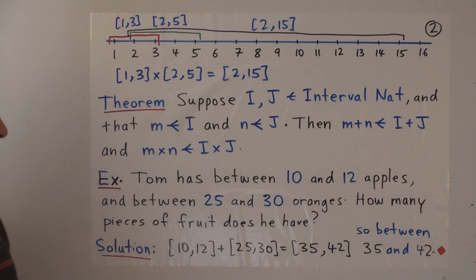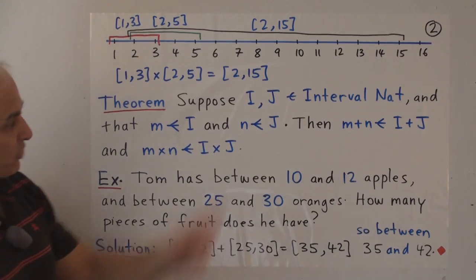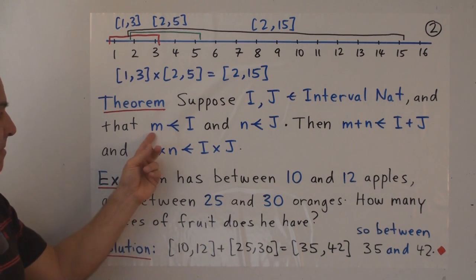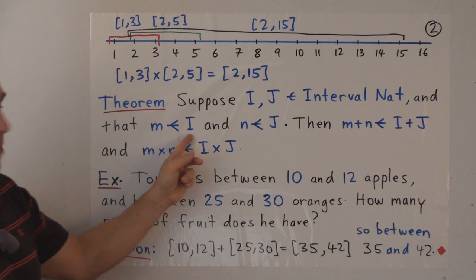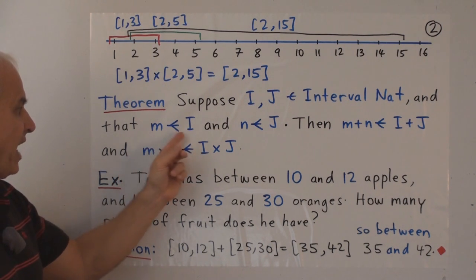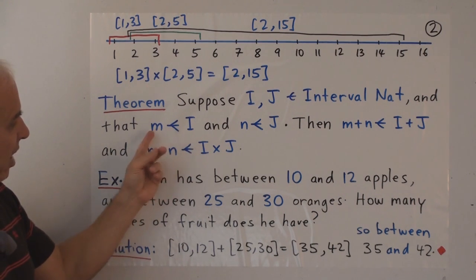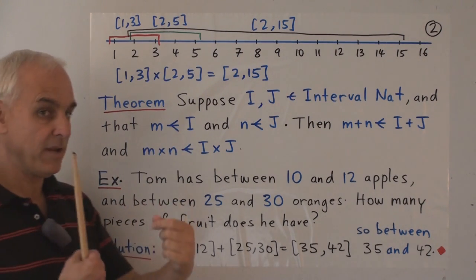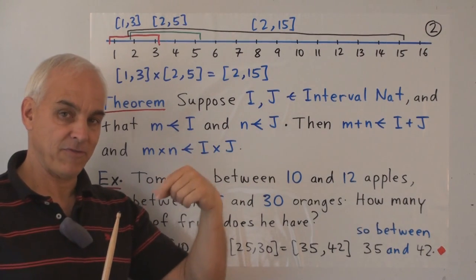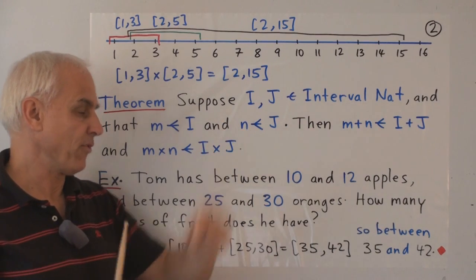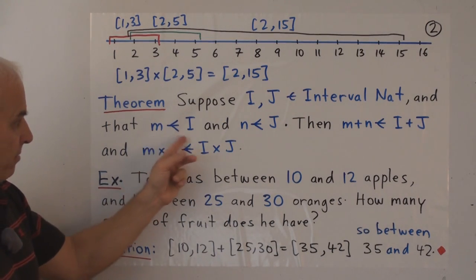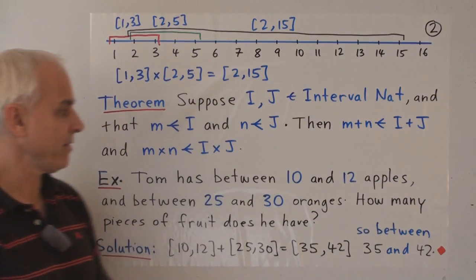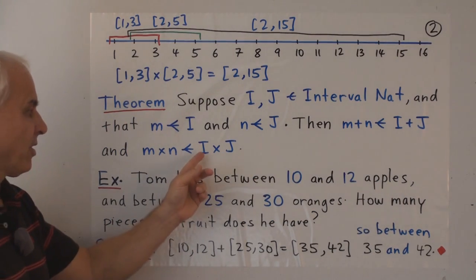Okay, so here's a generalization of what I just said. It's a little theorem that if we have two intervals with natural number entries and m belongs to I, or in other words m has property I, and I remind you this is our notation for thinking about the interval as a property of natural numbers. So m has property I means exactly that m is between the bounds of I. It's greater than or equal to the leftmost entry of I and less than or equal to the rightmost entry. So if we have m belonging to I and n belonging to J, then m plus n belongs to I plus J, and m times n belongs to I times J.